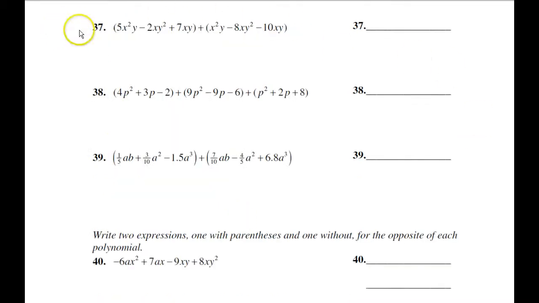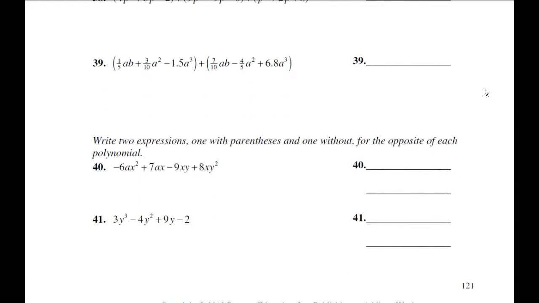Now in 37, 38, again, just develop like term columns. Add them up. The answers are in the back of the chapter. And 39, that's sort of a little tricky. So let me do 39 for you here as I move it up.